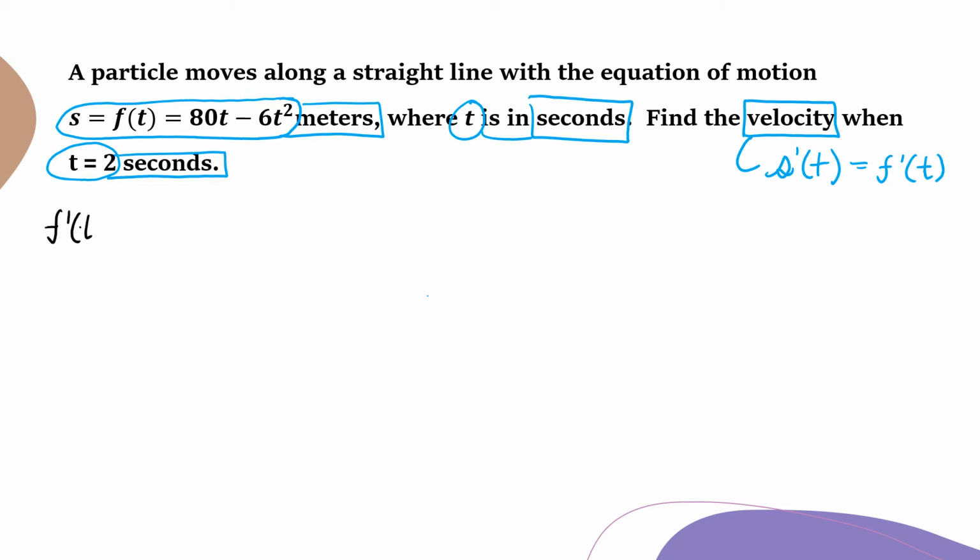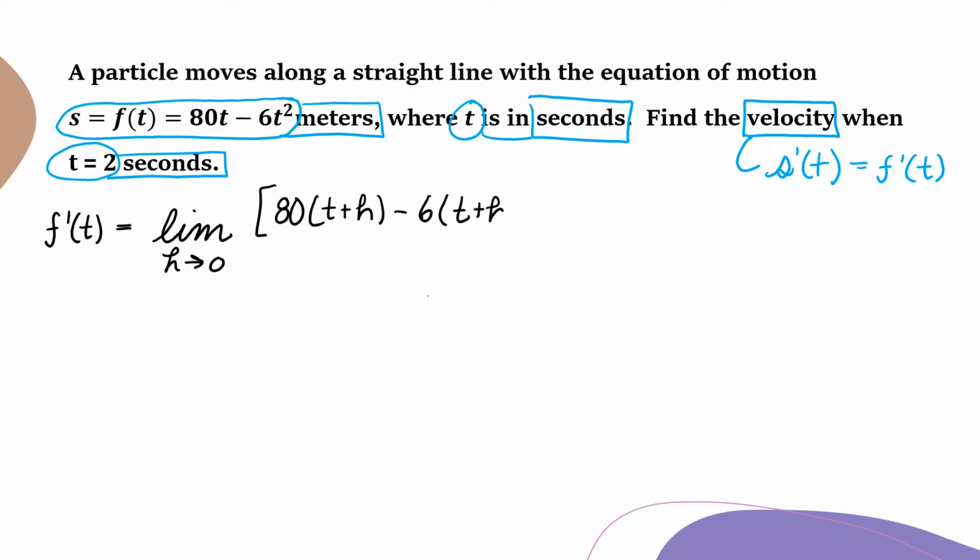So f prime of t will be equal to, using our limit definition of the derivative, the limit as h approaches 0 of f of, usually it's x plus h, but here our input is t, so we have t plus h. So that'll be 80 times t plus h minus 6 times t plus h squared minus f of t, so that's just our 80t, minus 6t squared, all over h.